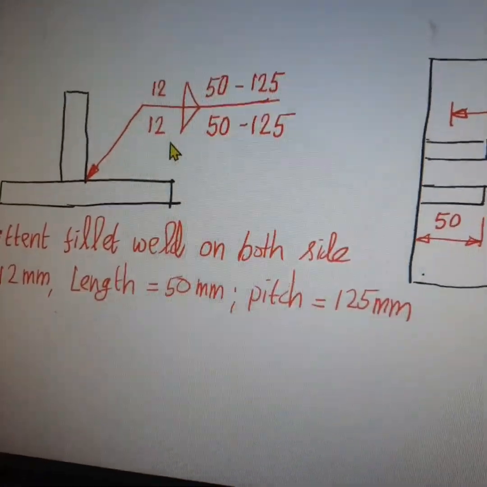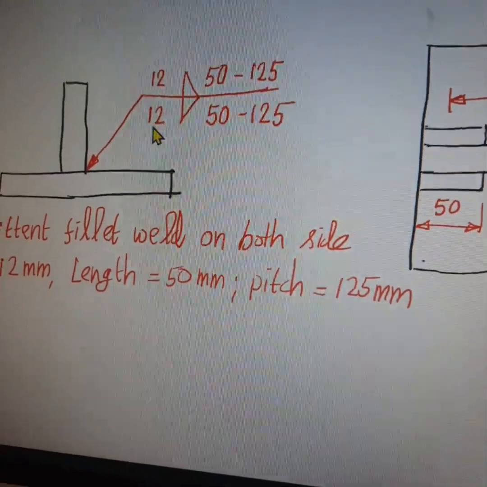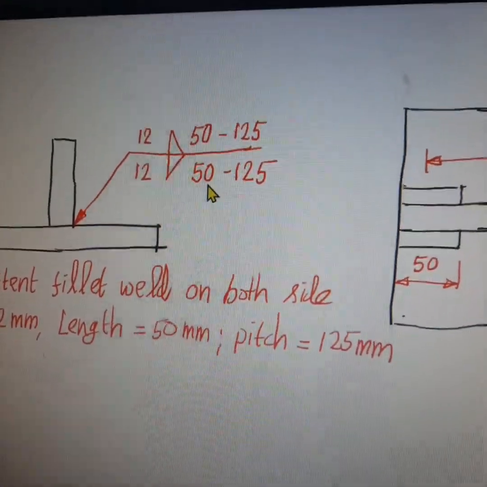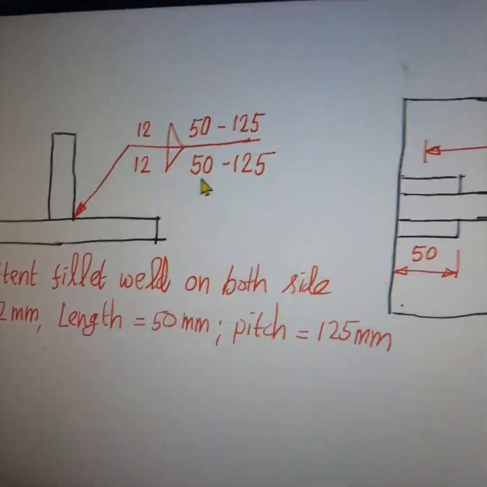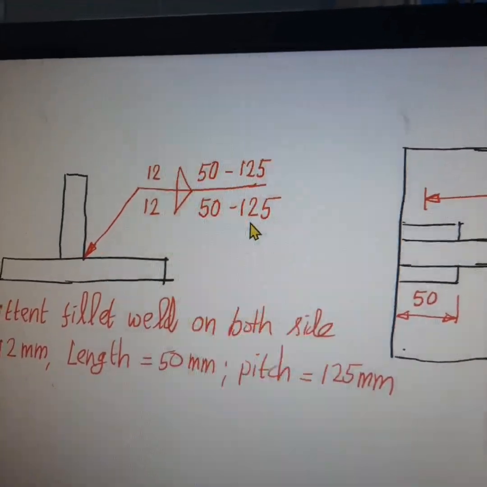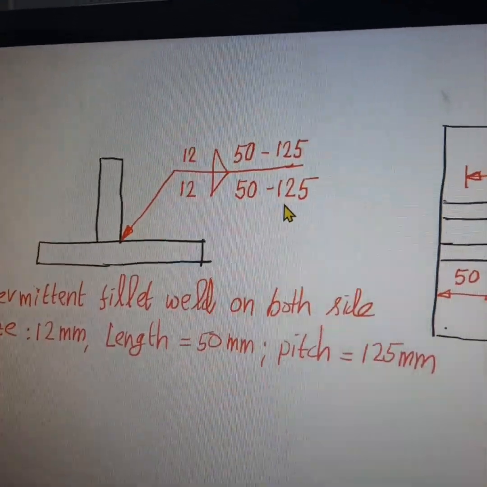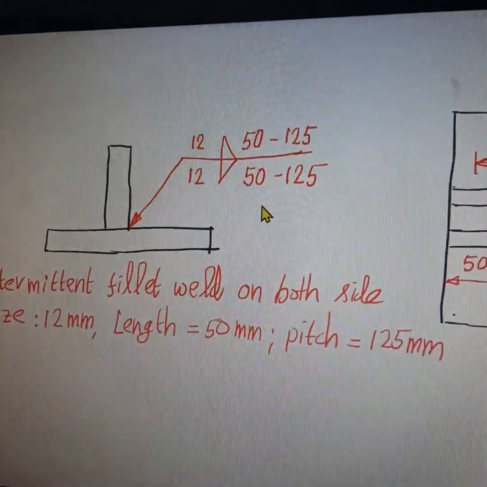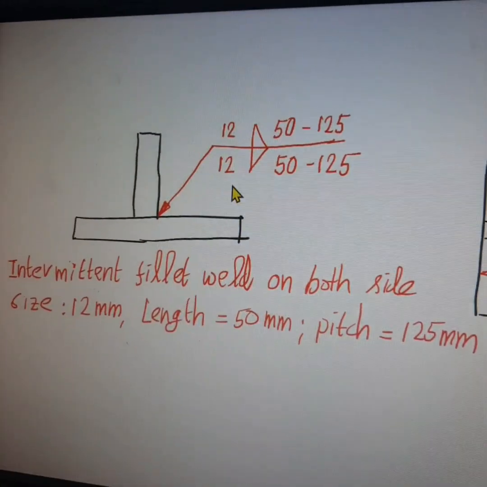So you use a symbol like this. 12 is the size of the weld, 50 is the length of the intermittent weld, and 125 is the pitch of the intermittent weld. So welding is done on both sides with the same pitch, the same length, and the same size.